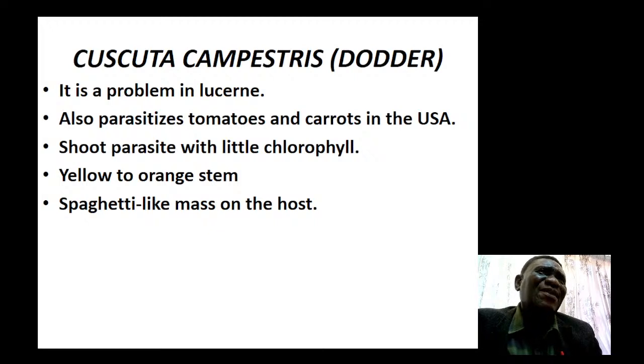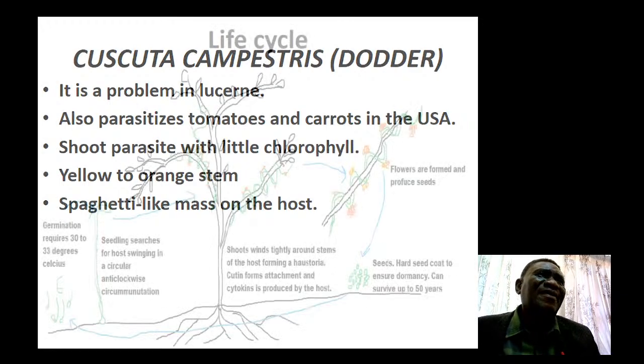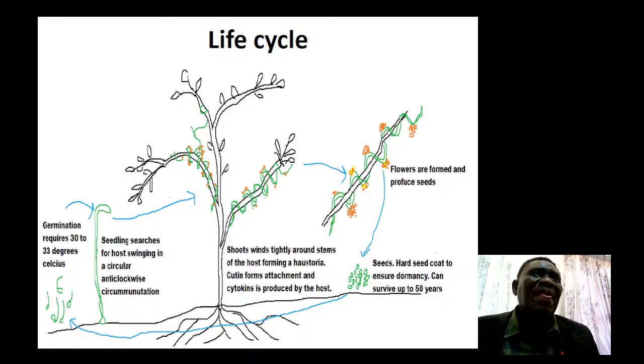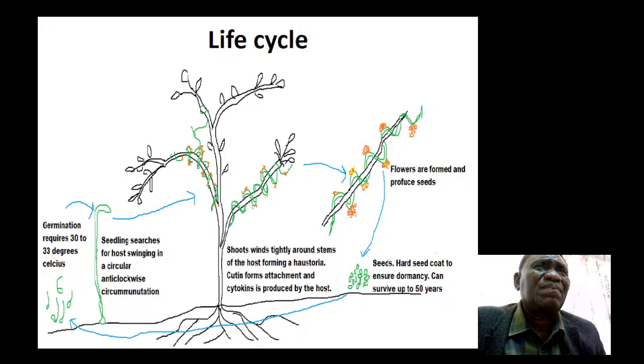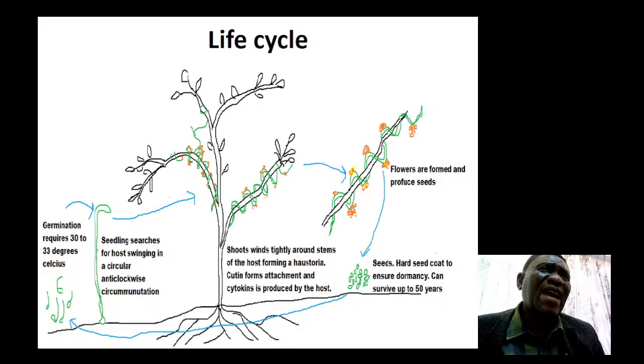The shoot parasite has got little chlorophyll. The stems are yellow to orange. And like I said, it looks like spaghetti. So let us briefly look at the life cycle. We start with the seeds, which are very hard and can be dormant and survive up to 50 years.